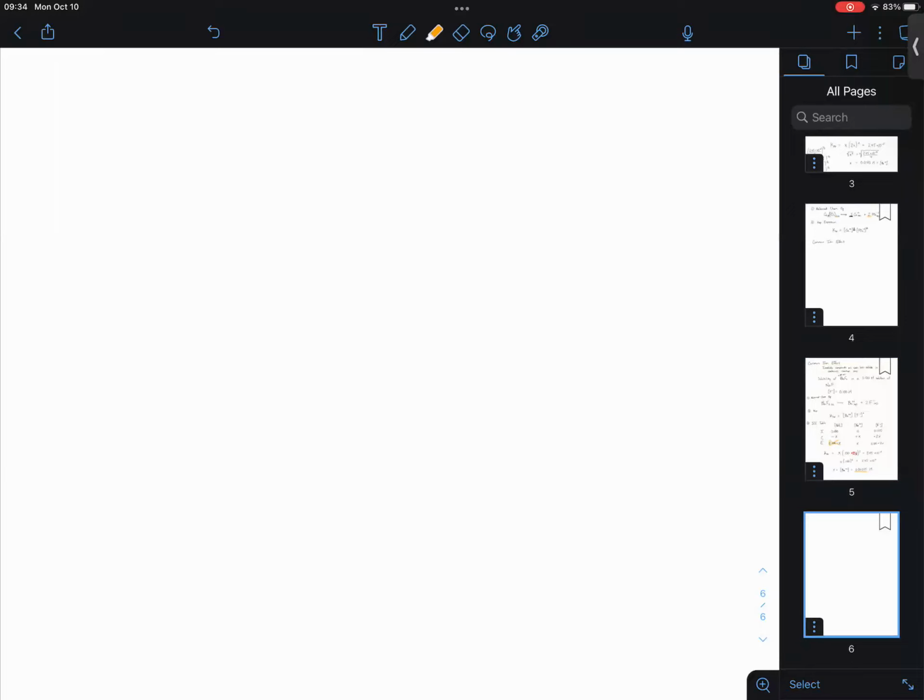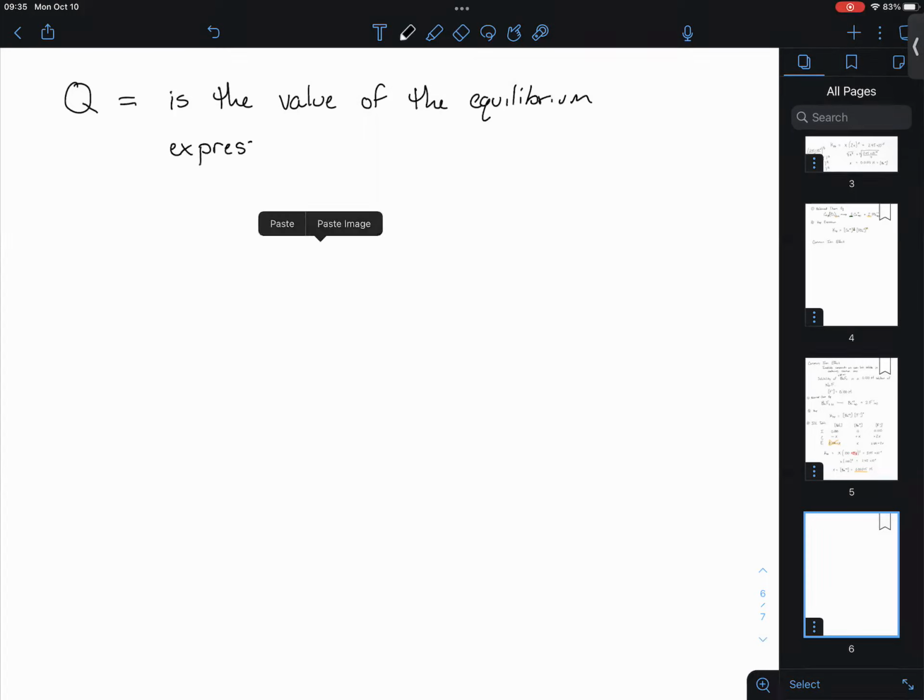So if we look at our Ksp, first of all, let me just remind everybody what Q is. Q is the value of the equilibrium expression outside of equilibrium. So what the heck do I mean by that?